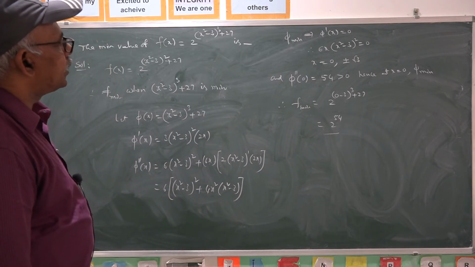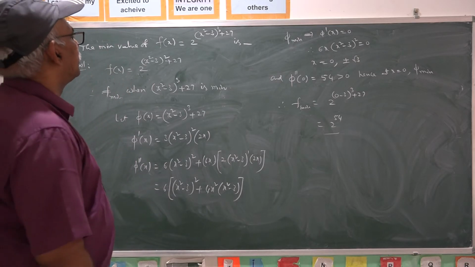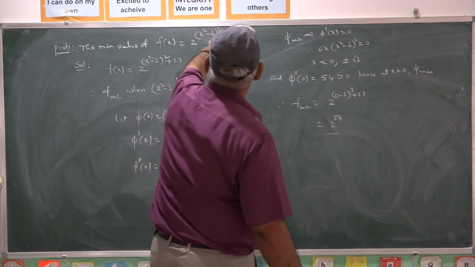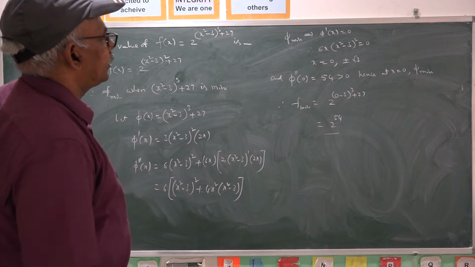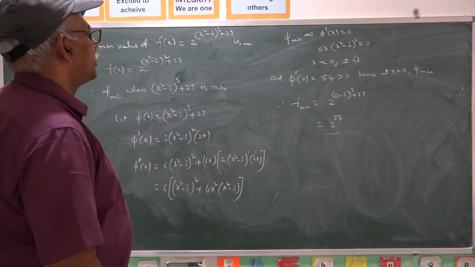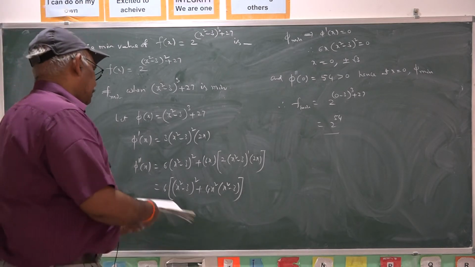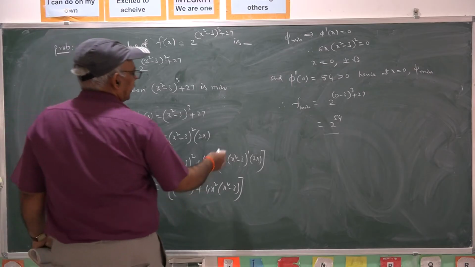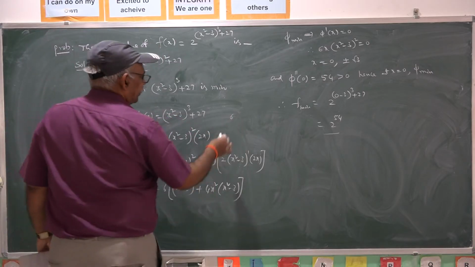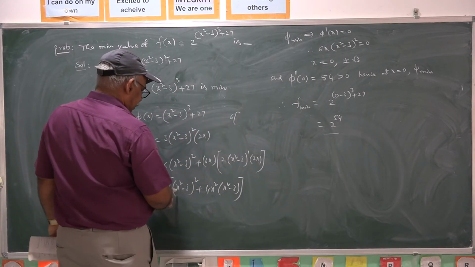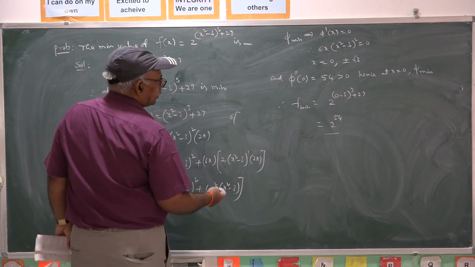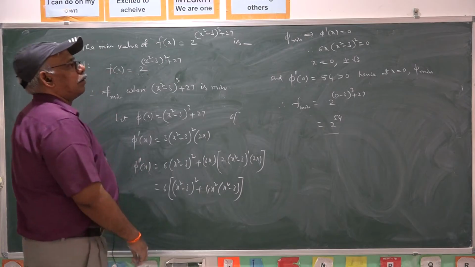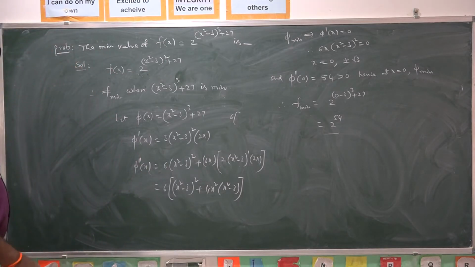And at x equal to plus or minus root 3, in such case also phi dash is 0. In such case, let us consider this value. For x equal to plus or minus root 3, this is 0 and this is 0, totally 0. So, you cannot decide anything. Okay.